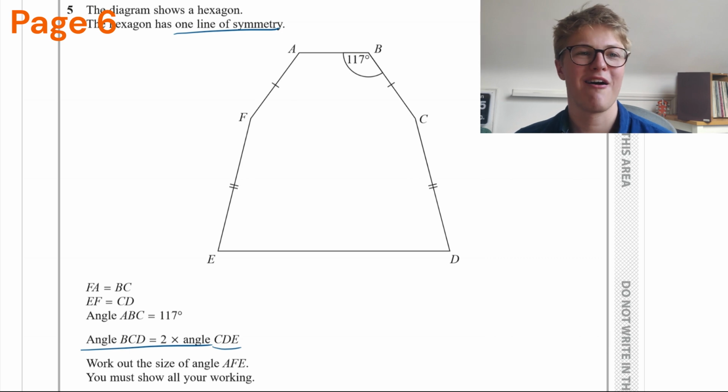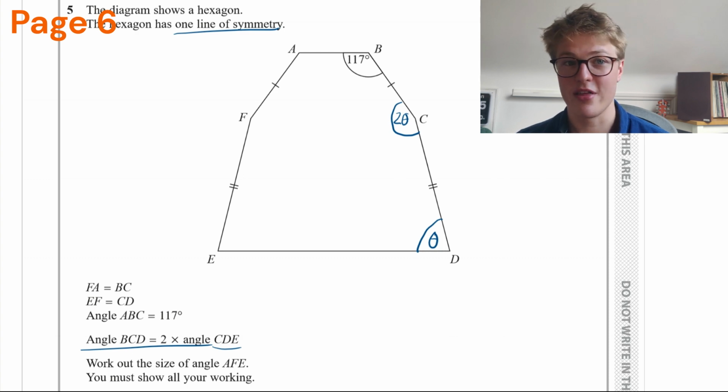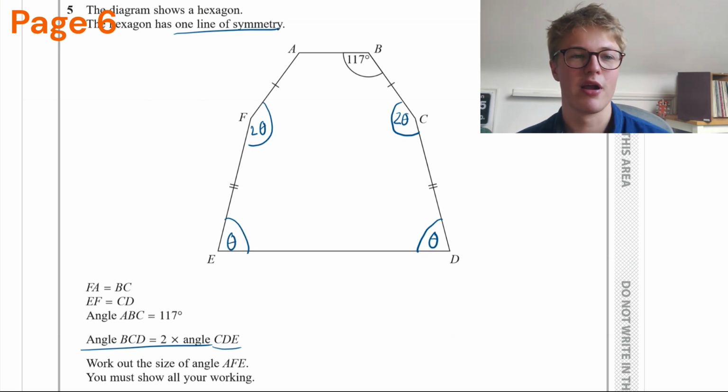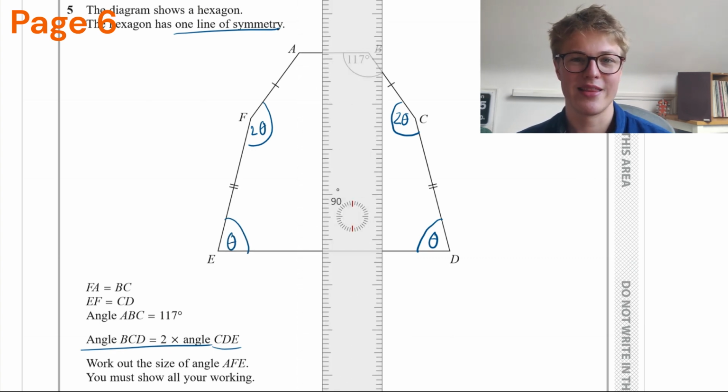So we can mark out our diagram where we have EDC as theta and DCB as 2 theta because we're told that the angles are double the size at this point. We also know that because of the line of symmetry, it means that the angle BAF will be 117 degrees, and AFB is going to be BCD, and FED is going to equal CDE, okay?